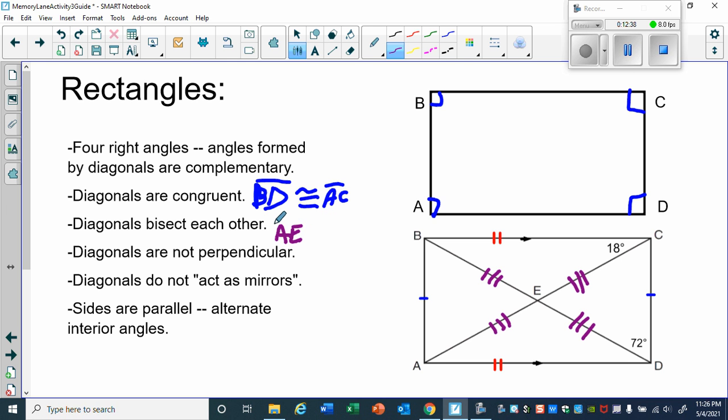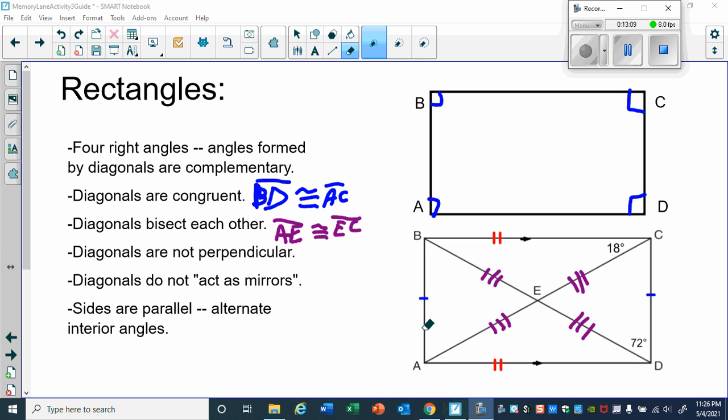That's an idea. They bisect each other. Those two measures will be equal. And the diagonals are not perpendicular. That means your angles here, here, here, or there are not going to be right angles. The vertical angles are still congruent, but they're not all 90 degrees. And diagonals do not act like mirrors.